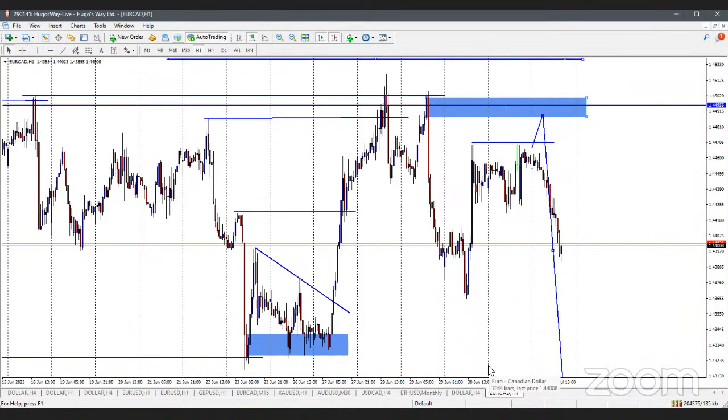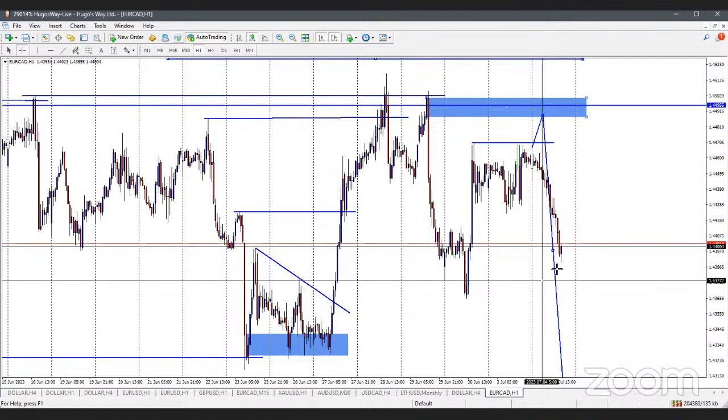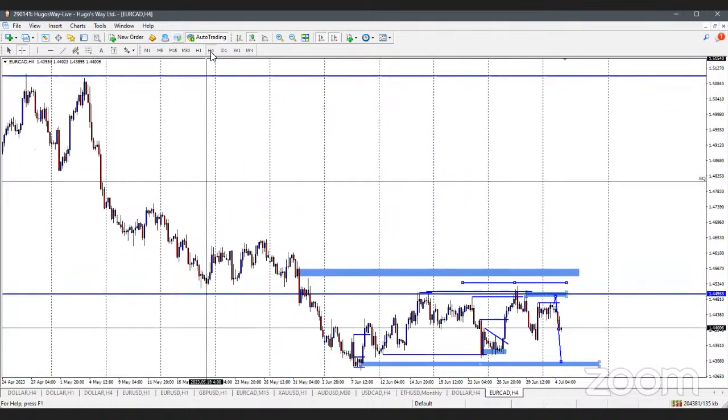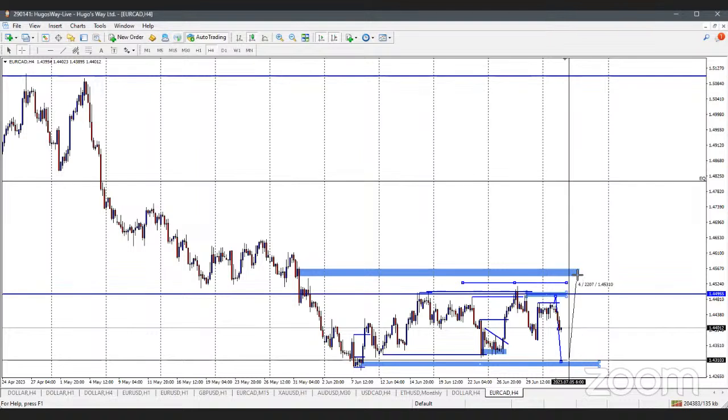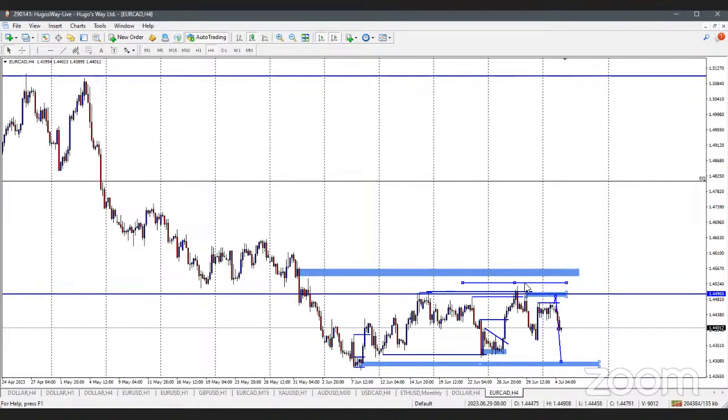All right. Now, EuroCAD is starting to push down quite a bit and it's decided to leave these highs here, which is interesting. But you can see it's coming back down to where I'm looking at. As I said, with EuroCAD, I'm expecting the price to take this low and get in here, and then we'll be shooting up for a long pretty soon.